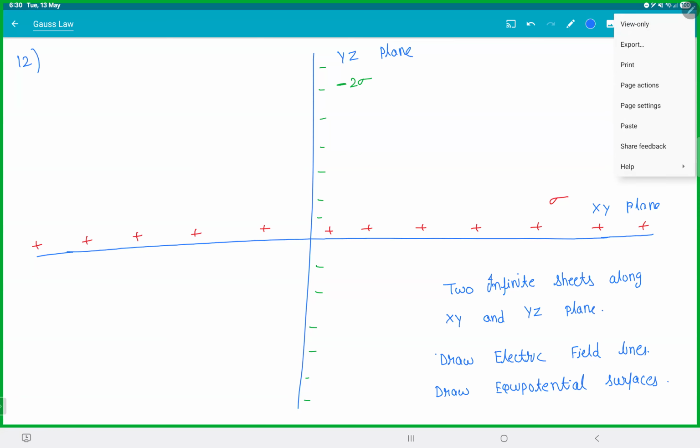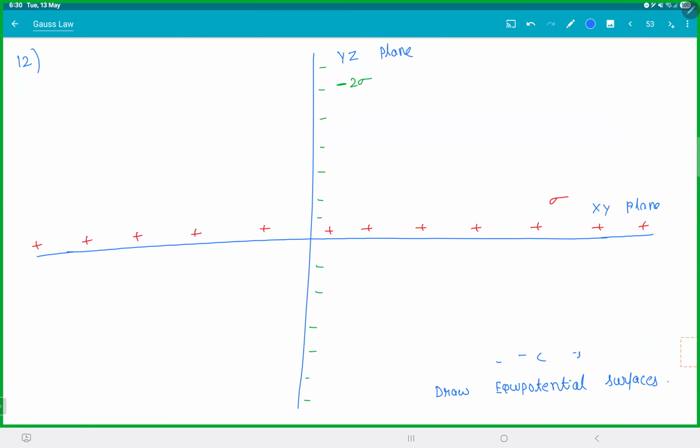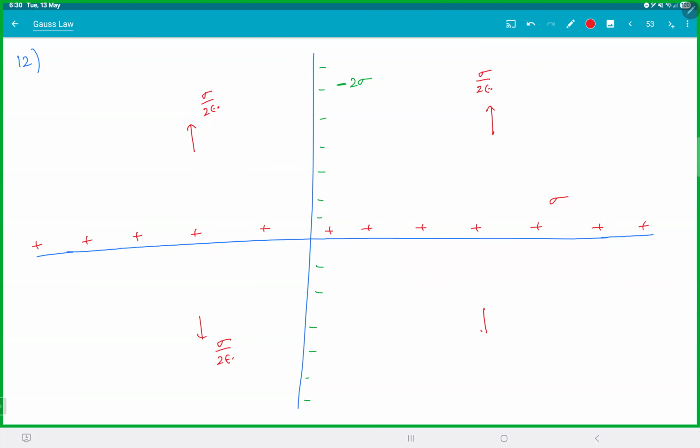Let's see. So let's start like this. Due to the positive one, the red one, what is the field here? Take any random point here. The field will be away from the sheet because it is positive, sigma by 2 epsilon. Here also the field will be away from the sheet, sigma by 2 epsilon, at every point. And what about the negative one? The field will be toward the sheet, which is 2 sigma by 2 epsilon.